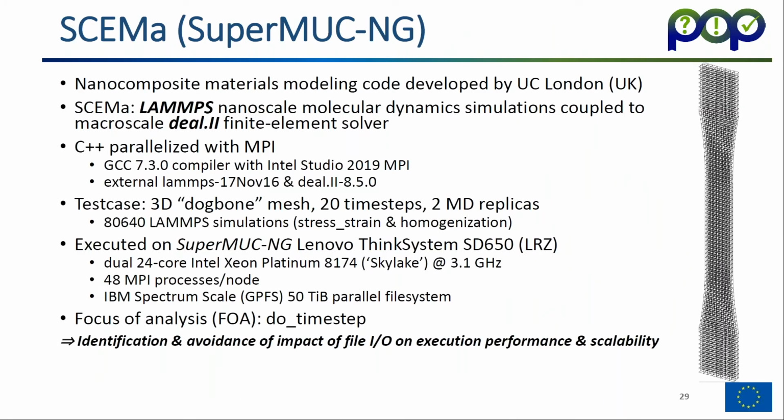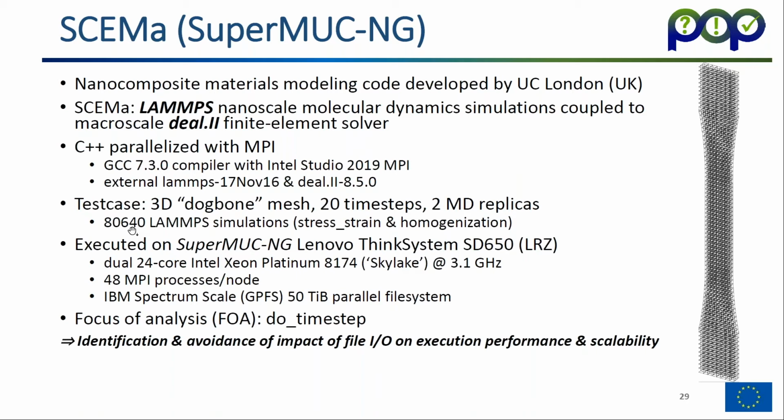I've got a few minutes to talk about the third case here, which is a composite application where we're combining the LAMMPS nanoscale molecular dynamics simulations, which are being coupled with a macroscale finite element solver. So these are a combination of LAMMPS and DL2. These are two very different solvers with different characteristics, but the LAMMPS simulations are the more expensive ones, and we're doing lots of those. In the test configuration we're executing here, we're actually executing 80,000 of those separate simulations, and actually they're double simulations in 2 parts, but there's roughly 80,000 of them over the 20 time steps here.